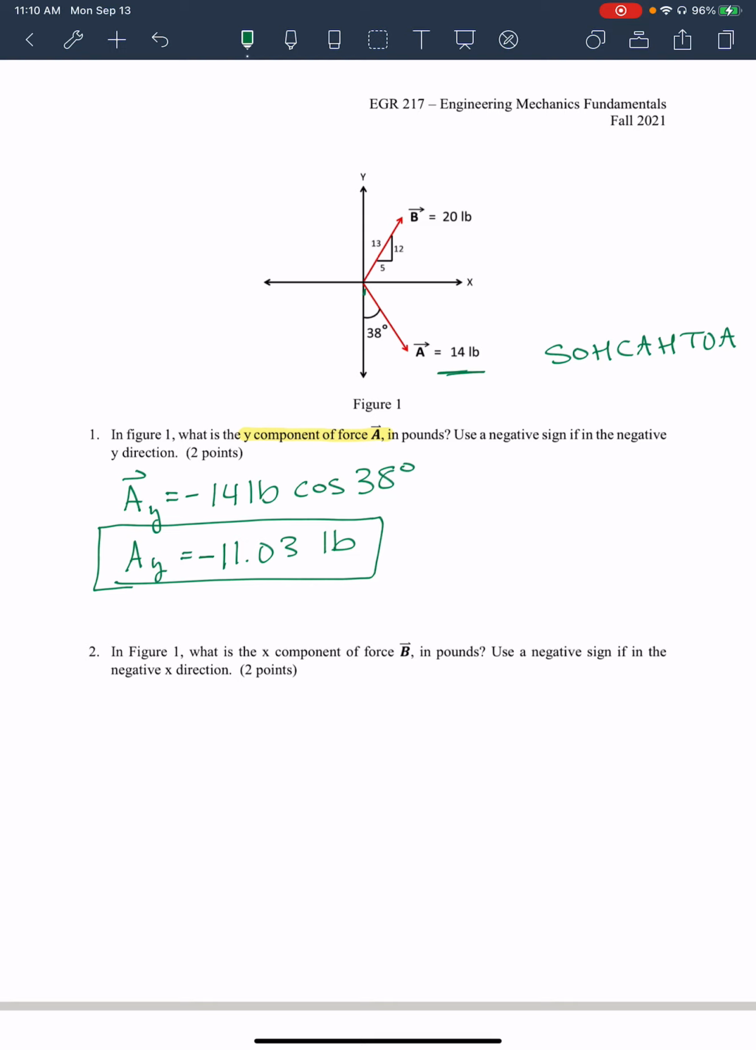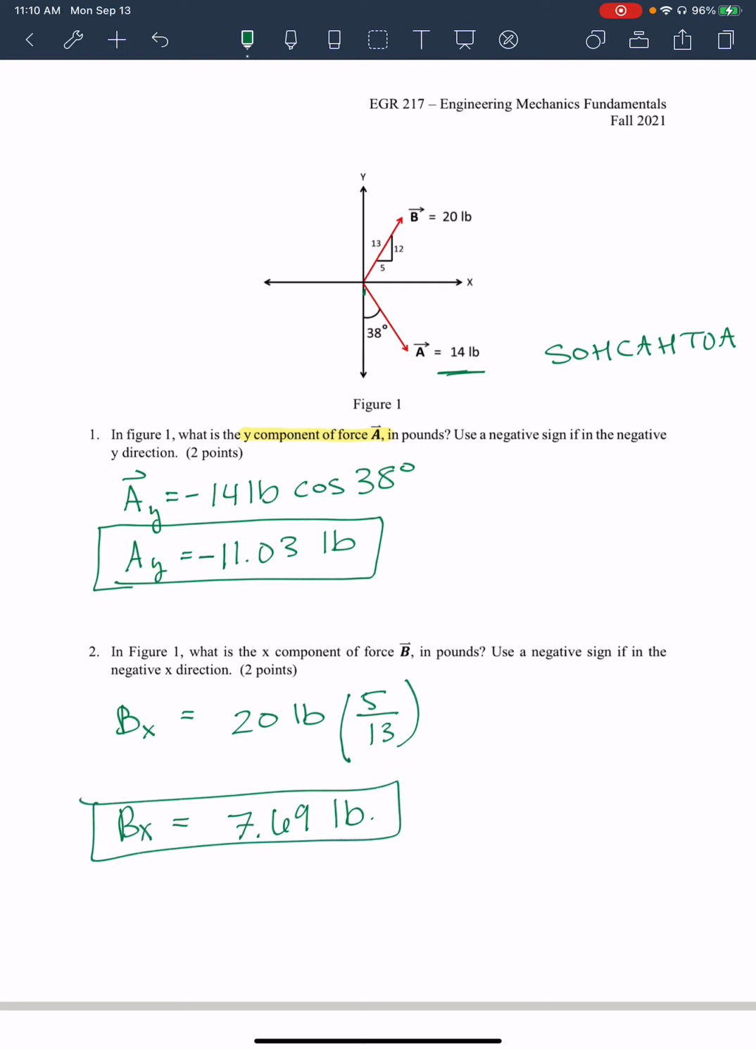In figure 1, what is the x component of force B in pounds? So the x component of B would be 20 pounds times 5 over 13. That would be the x component. So 20 times 5 divided by 13. So we get the x component is 7.69 pounds. I'm actually going to erase the little half of that.